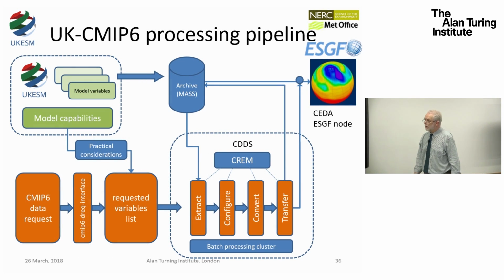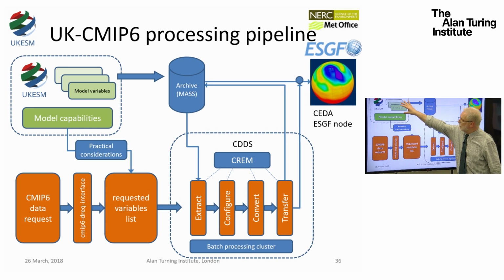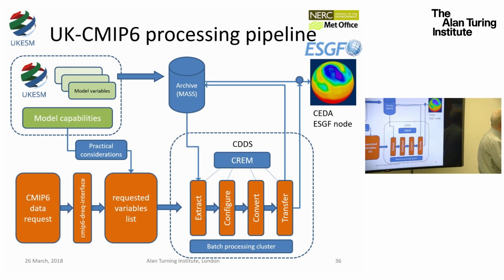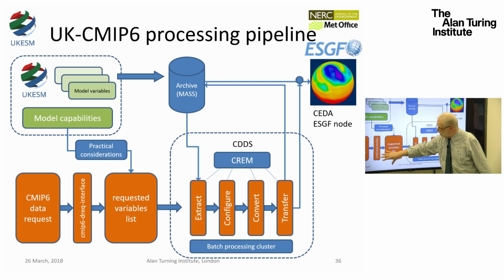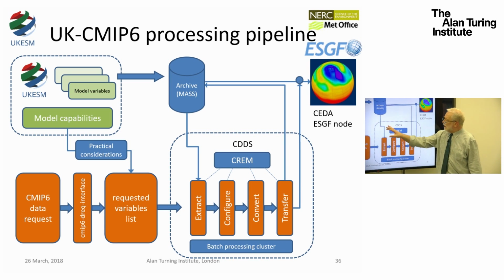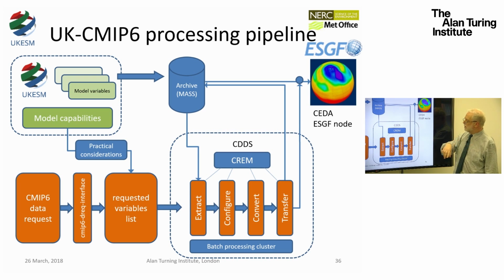This is what it looks like. Over here, we've got our model running, with some of the model variables getting written to tape. We've got information about the model capabilities, and some practical considerations, i.e. how much do we want to produce these variables. This gets combined with the data request and its interface to produce this thing called a requested variable list. And then this is the climate data dissemination system here. I'll say more about this in a second.